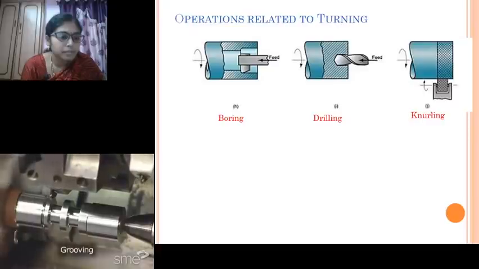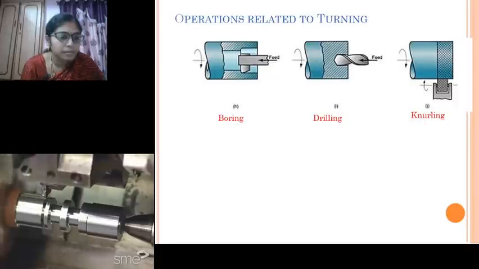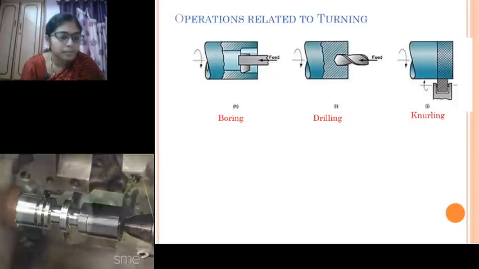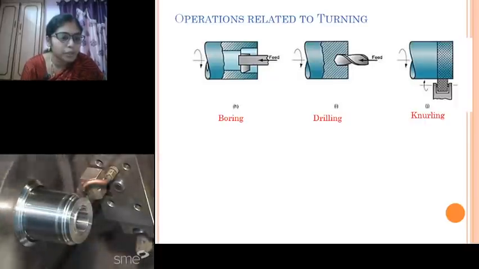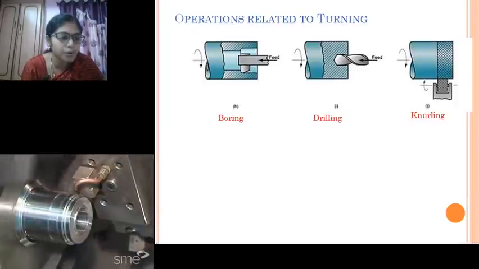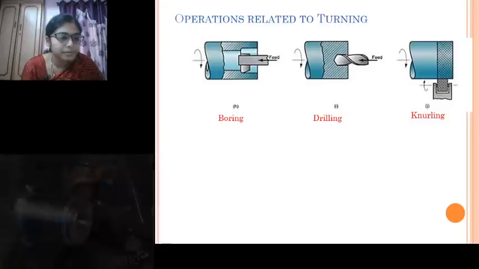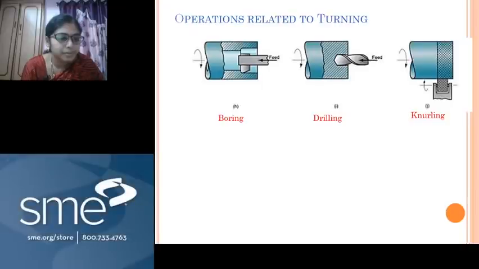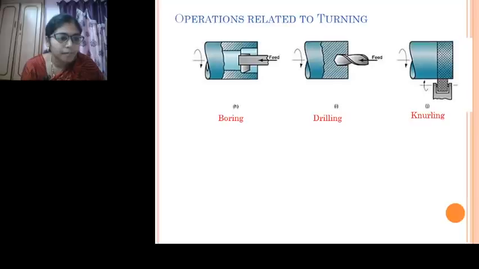Grooving creates a groove or recess using a tool that is usually the size and shape of the required groove. If we have to produce certain grooves on the surface, the earlier operation is a grooving operation. Okay, so these are some of the operations.